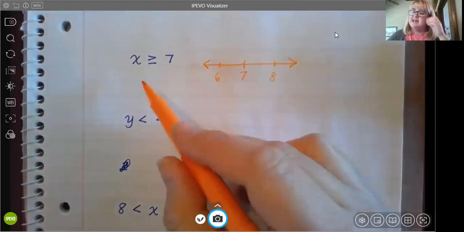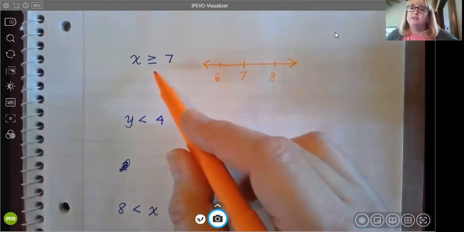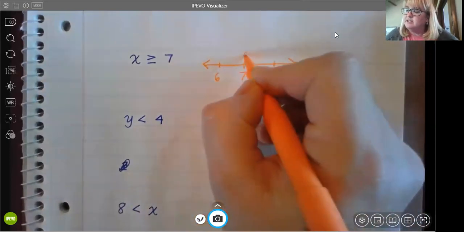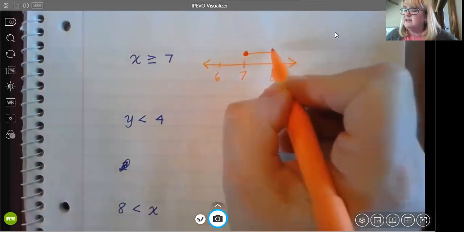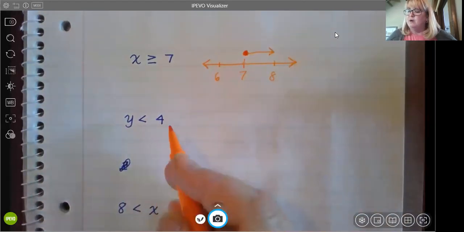All right, so this is x is greater than or equal to 7. Do we include the 7 when we say greater than or equal to? Well, the answer is yes, we include the 7. So we're going to put a solid circle above it, and all the numbers that are greater than 7 go this way. Y is less than 4.